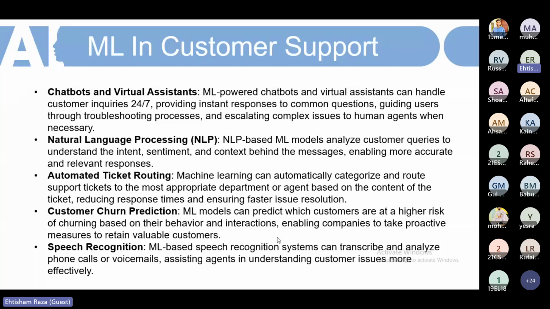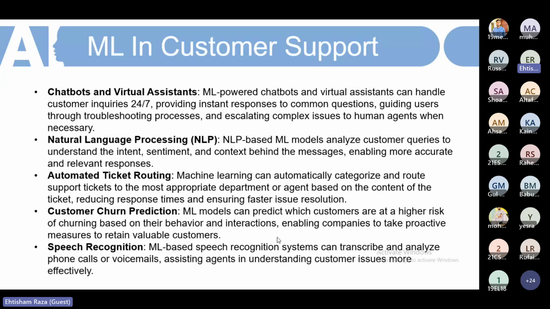Automated ticket routing: when you go to any online system and write up your complaint to any bank or system, the ticket is automatically routed. You don't have to worry. They route the ticket and check for a faster resolution of your problem. So this is also an application of machine learning in customer support.